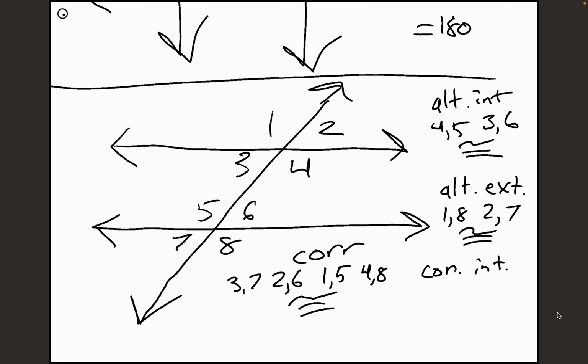Okay, what's an example? 3 and 5. What's one more example? There's another example? Okay, I didn't hear you. Sorry. 4 and 6. And what do we say about these? They're not congruent, but what do they do? They add up to 180 degrees.